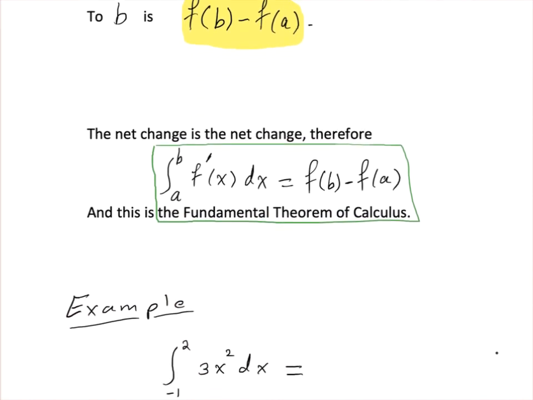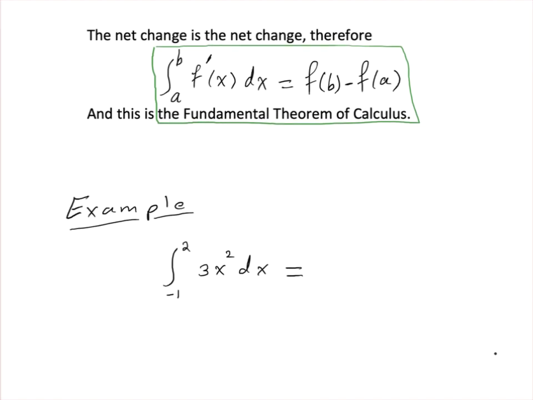Let's take a quick example. Here's the integral from -1 to 2 of 3x squared dx. We know that 3x squared, if we call it f prime of x, then f of x would be x cubed, right? Derivative of x cubed is 3x squared. So by the fundamental theorem, we evaluate f at b minus its value at a.